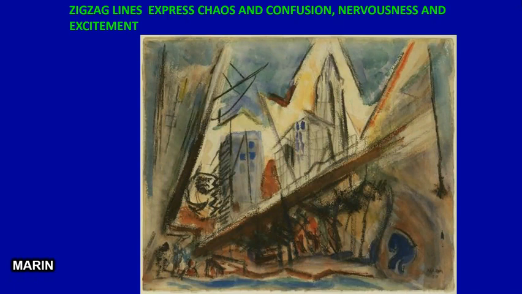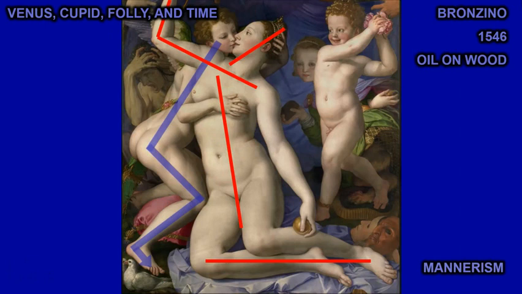Zigzag lines express chaos and confusion, nervousness and excitement. So, with this Mannerist piece, the zigzag of the human body helps to create these weird poses, and that is typical of Mannerism.